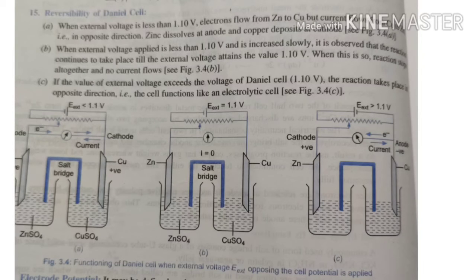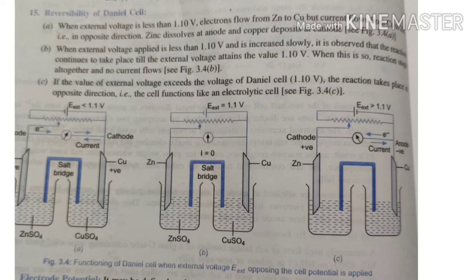Now the first point: when the external voltage is less than 1.10 volt, the electrons flow from zinc to copper, but current flows from copper to zinc, that is, in the opposite direction. Zinc dissolves at the anode and copper deposits at the cathode. You can see in the first diagram, the current is flowing and the copper is depositing on the copper electrode. So the potential difference between the two electrodes inside is more than the outside, which is less than 1.1.